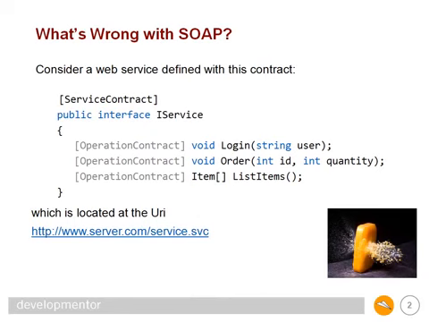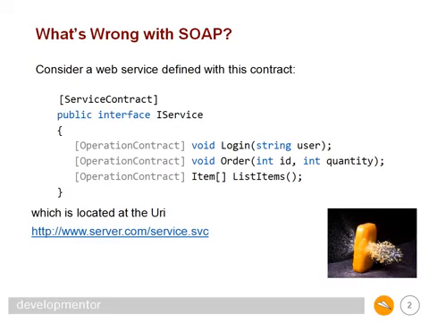Now, suppose that this is using one of the SOAP-based bindings, such as basic HTTP binding or WS HTTP binding. When I want to perform the login operation, the way the protocol works is I send a POST message to the URL service.svc with an action set to login. If I want to do the order operation, I do a POST to service.svc with the action order, and for list items, again a POST to the same URL with the action equal to list items.